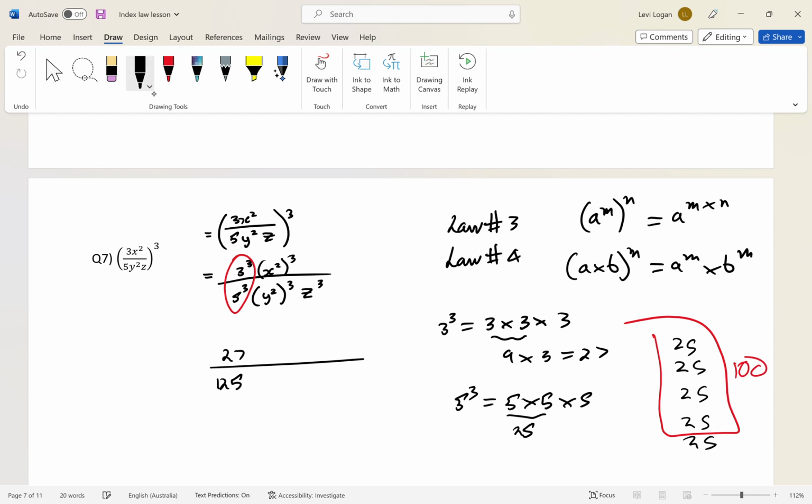125. x squared all to the power of 3. So this here, that's just going to be this law over here. So that's going to simplify to x to the power of 6. This thing down here, y squared all to the power of 3 is just law 3. So that's going to be the same as x squared, x to the 6 is just going to be y to the 6, okay? And our z cubed is going to stay the same, okay? So there's our answer for question number 7.